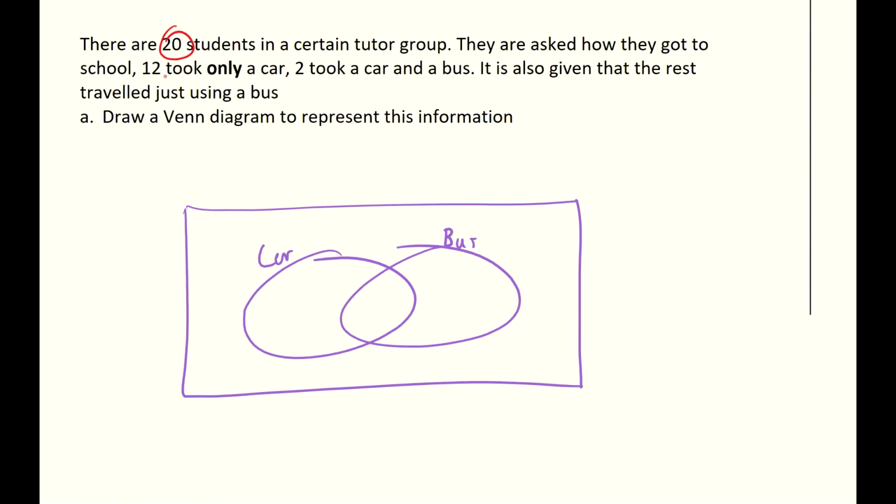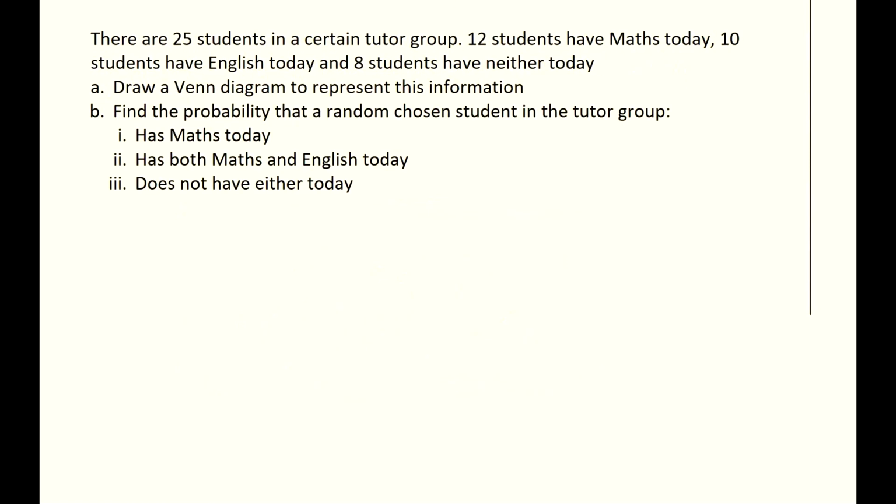I'm going to read out the information. We know we have 20 in total. We know 12 took only a car, so 12 will go in the only a car section. 2 took a car and a bus, and it's given the rest travelled just using a bus. So 12 plus 2, so far I've got 14. I want a total of 20, which means 6 travelled just using a bus. I'll just do one more harder one.